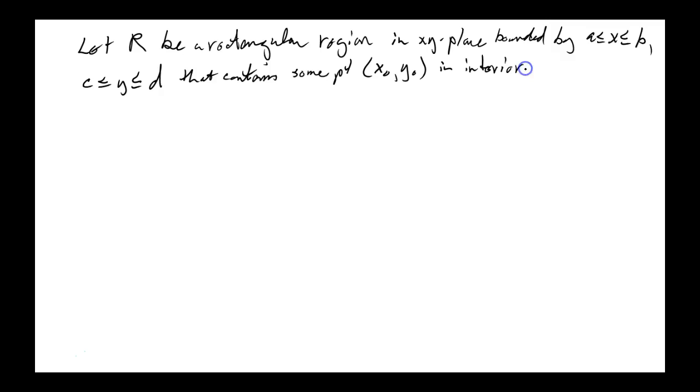Now, what does that mean? x sub 0 is not a or b, it has to be in between them, and y0 is not c or d, it has to be in between them. It's an interior point, not a boundary point, okay? That's what we mean by that, okay? Now, period.